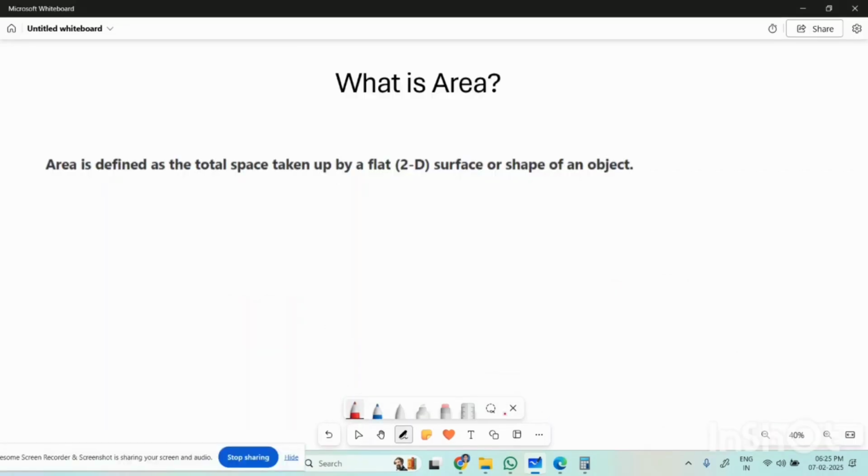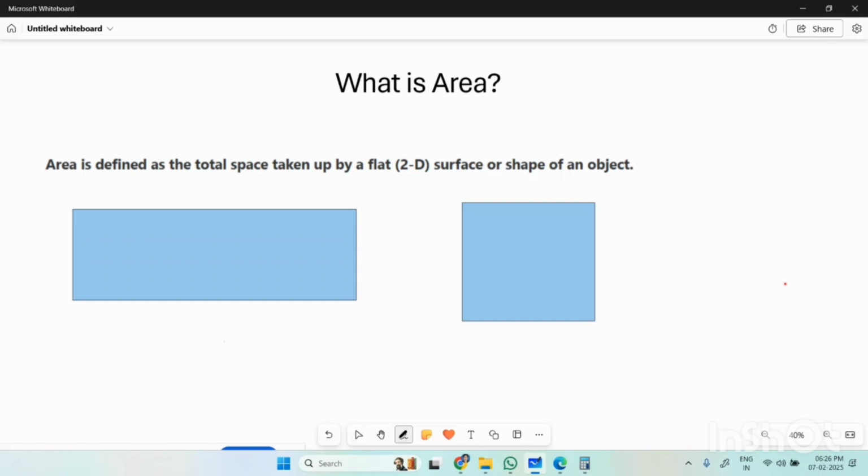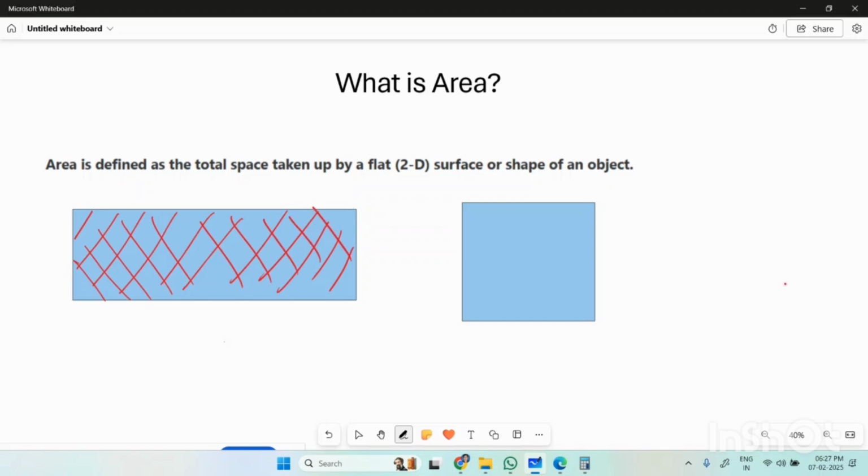Okay. Now let's learn what area is. Area means how much space is occupied by the given shape. Let's say this is a rectangle, and inside the rectangle we have to find how much space it really occupies. The space occupied by an object we call area. And to find an area we have formulas.